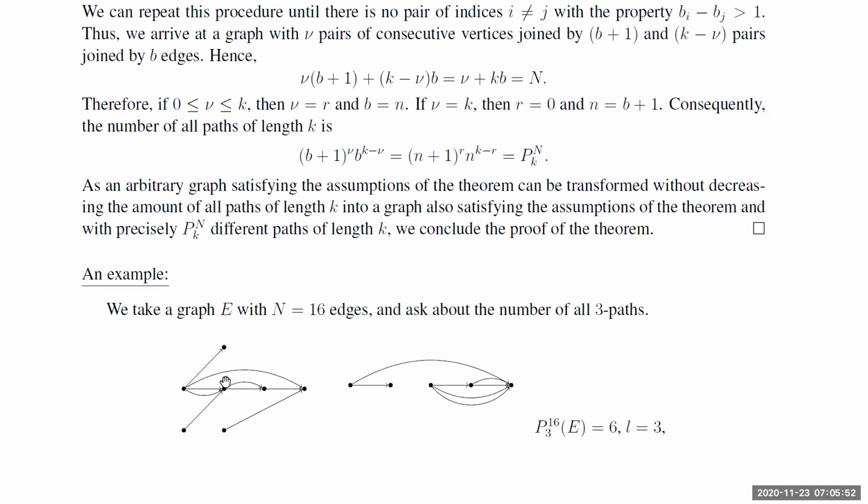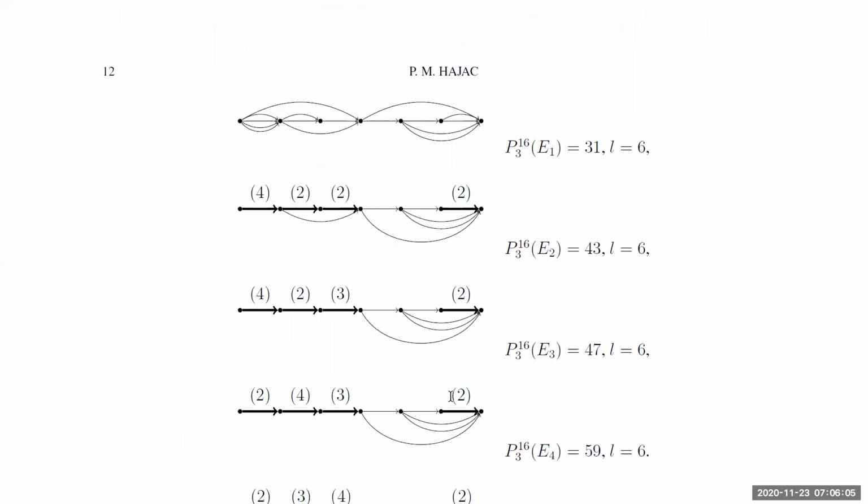Then these two vertices are unrelated, so I joined them. Then these two vertices are unrelated, so I joined them. And then finally, these two vertices are unrelated, so I joined them. Okay? And then I arrive at such a graph. I hope I didn't skip any step. And this graph, remember, was called E1.